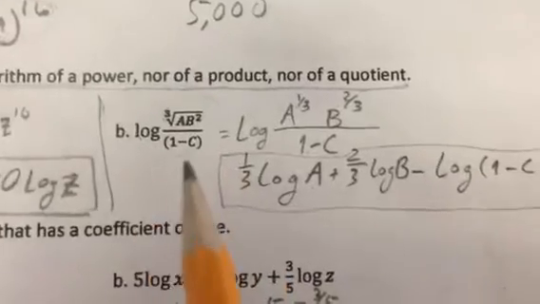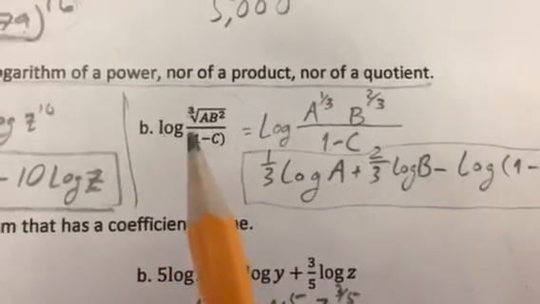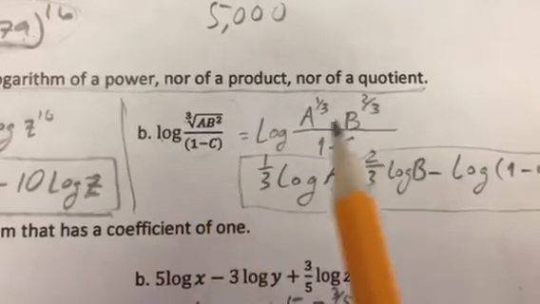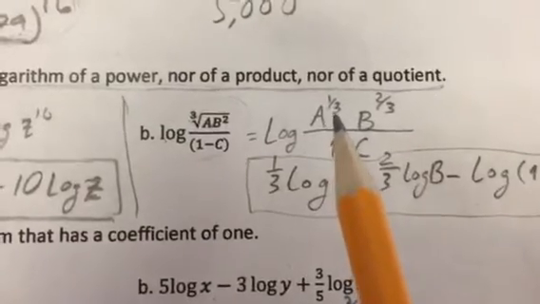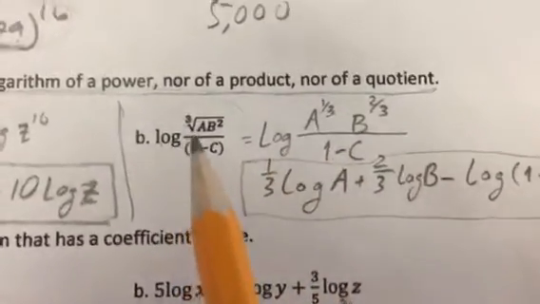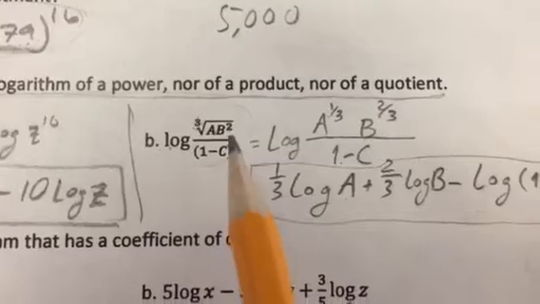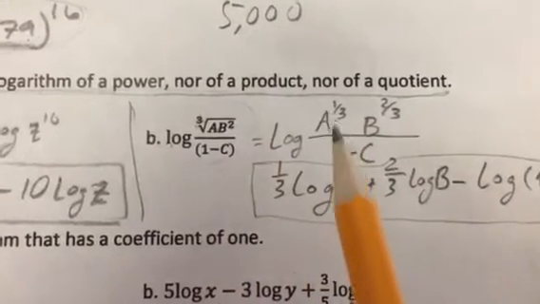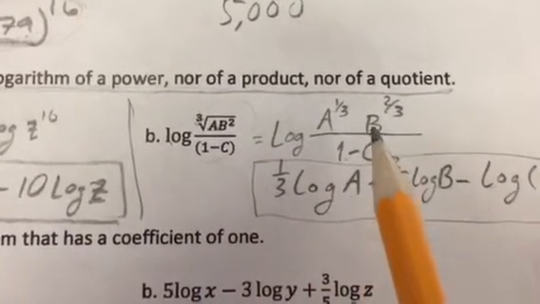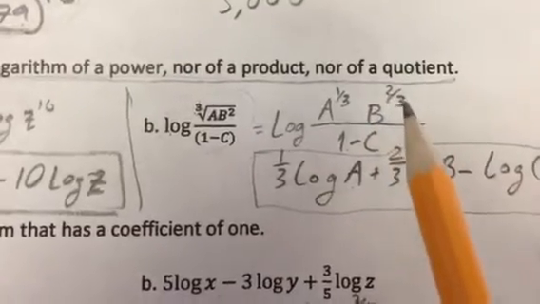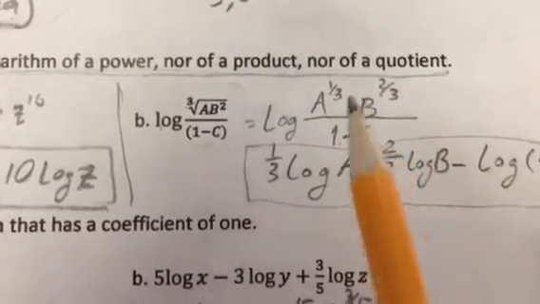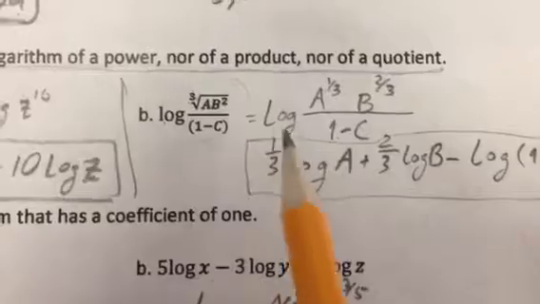This one is very similar structure. I have a radical in the top of the fraction, which I've decided to convert into exponential form over here. So it's the cube root of a b squared. So the cube root of a is a to the 1/3, and the cube root of b squared is b to the 2/3. So now I have exponents there. I can use those as coefficients for my logarithms.